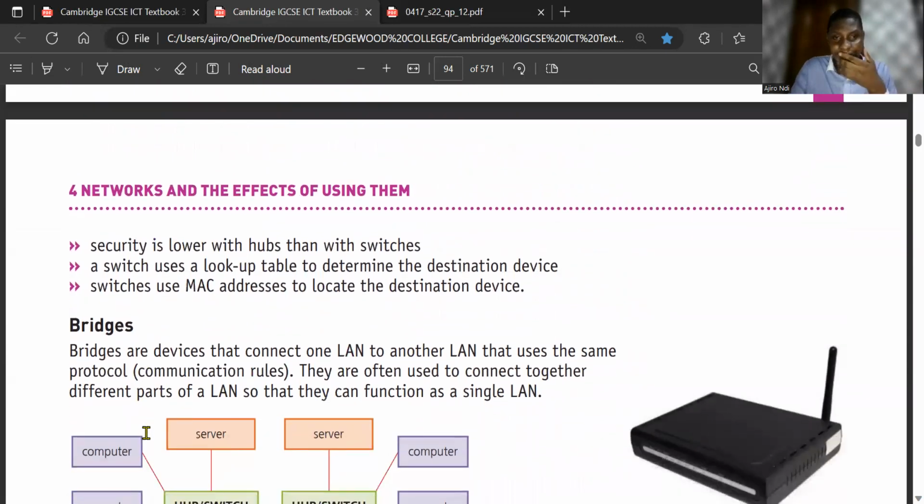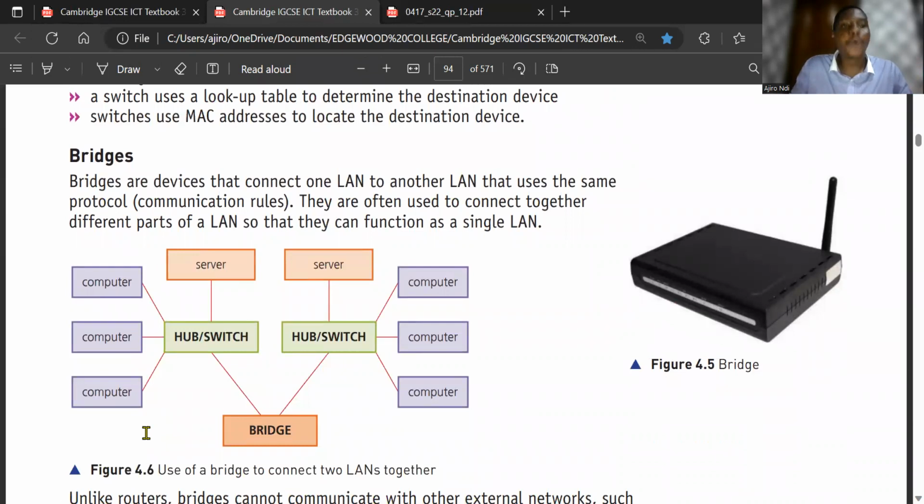Now, let's look at bridges. For the case of bridges, it's that simple. Like I said earlier, bridges are devices that connect one LAN to another LAN using the same internet protocol. The normal idea of a bridge is that it is used to connect different parts of a LAN so that they can function as a single LAN. Here is one computer connected to a switch or hub, and another computer connected to a switch or hub, each with their own server. The bridge is now going to connect the two of them to form one single LAN.